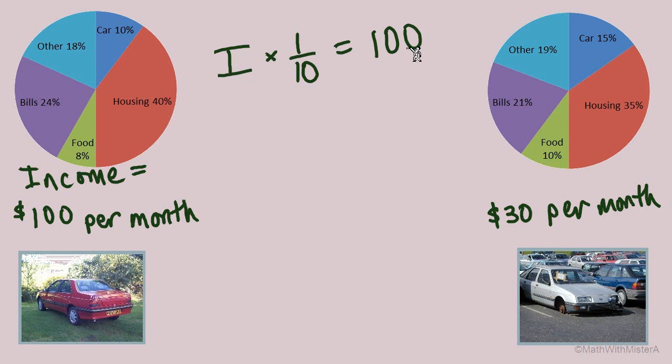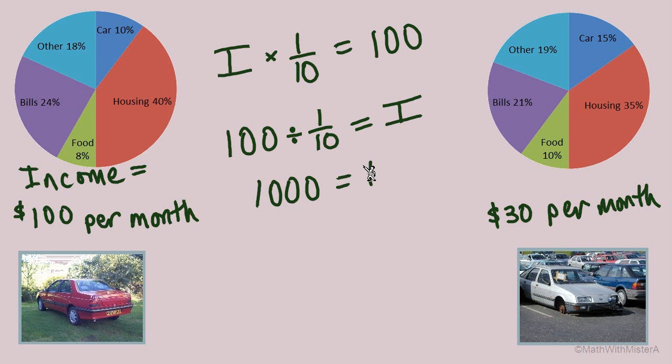We can use what we know about this formula and about multiplication in general, that we can find out a missing number in a multiplication if we do the opposite operation, divide. So we could say that if I times 1/10 is 100, then 100 divided by 1/10 is going to equal I. It's an opposite operation, so instead of multiplying by 1/10, we'll go over to the 100 and divide by 1/10. And that will give us a number that equals the income, and we got 1,000.